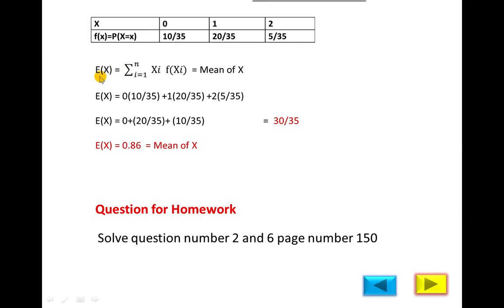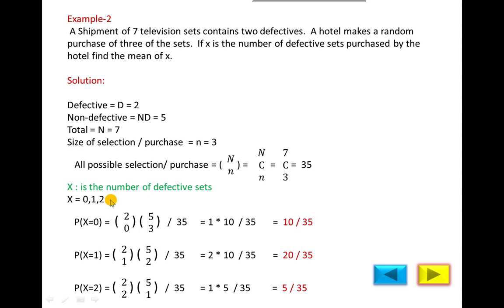And then calculate the mean E(X): 0 multiplied by 10 upon 35, x into probability, plus sign, summation sign means plus sign, 1 into 20 upon 35, 2 into 5 upon 35. Simplify this, 30 upon 35 equal to 0.86. This is the mean of random variable x, or mean of defective sets.